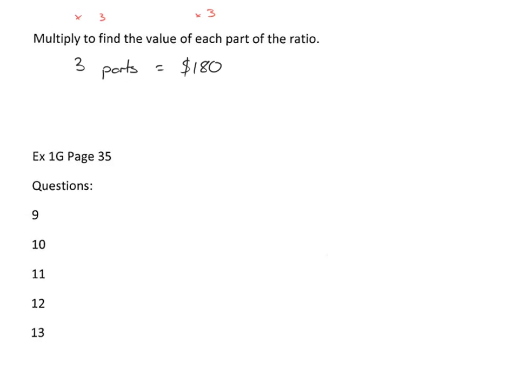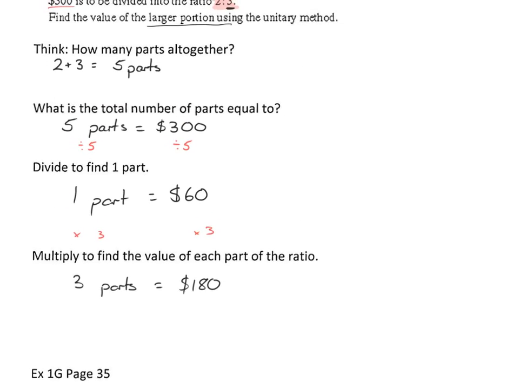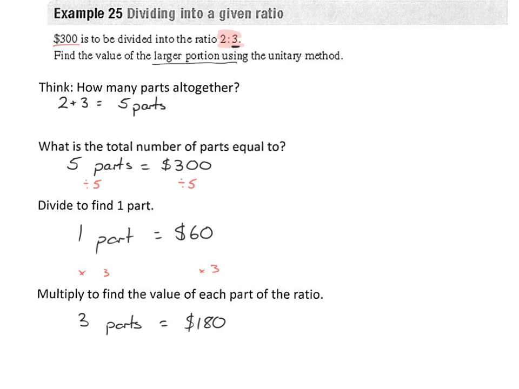So then what you're capable of doing, you've got exercise 1G, page 35. These are the questions I want you to do. Show the working. You don't need to write down the parts that I typed, but the parts that I wrote for each of these questions is the sort of working that you're going to have for these other questions.